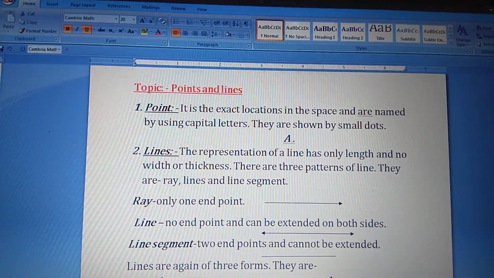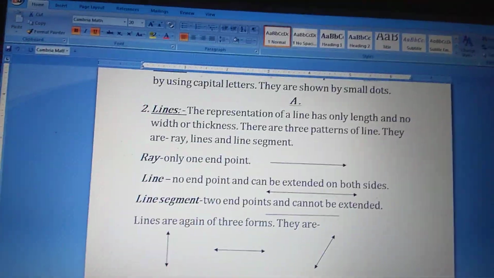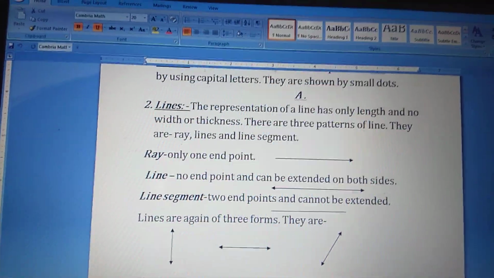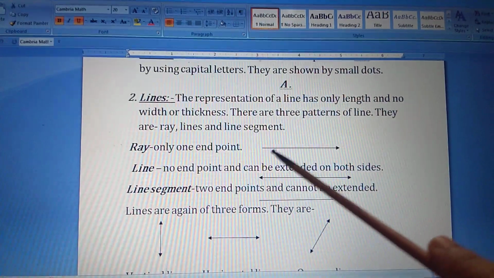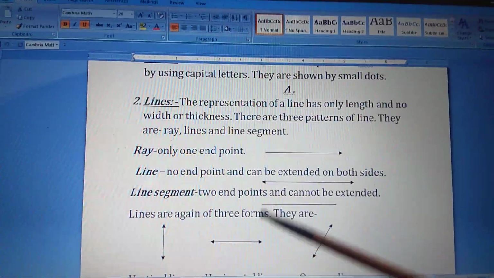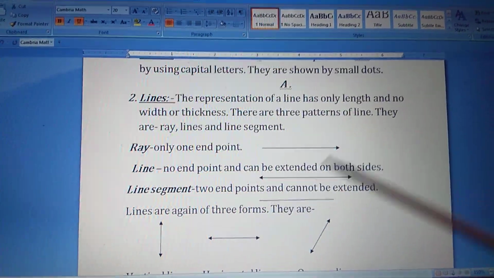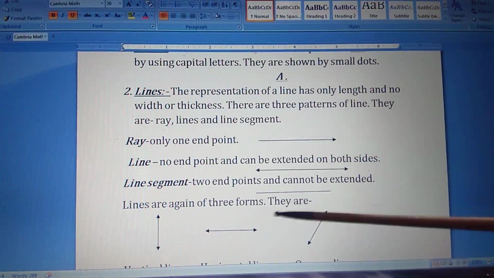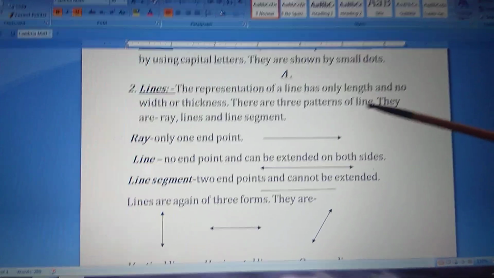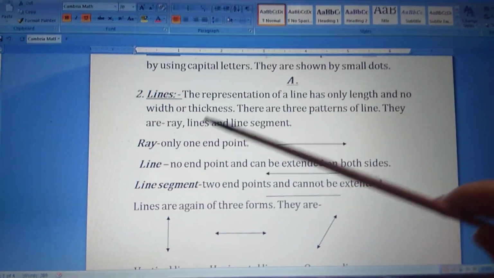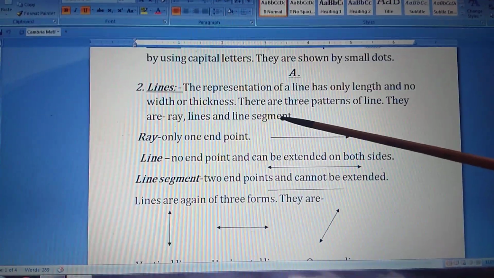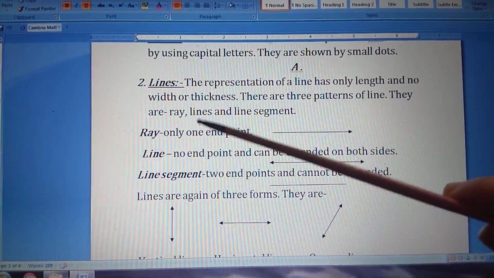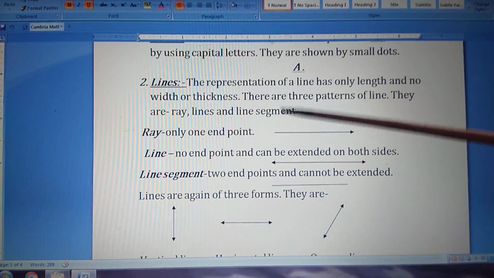Now we will go to line. What is a line? The representation of a line has only length and no width or thickness. It is just a mark. There are three patterns of line. Lines can be represented in three patterns. They are rays, lines and line segments.